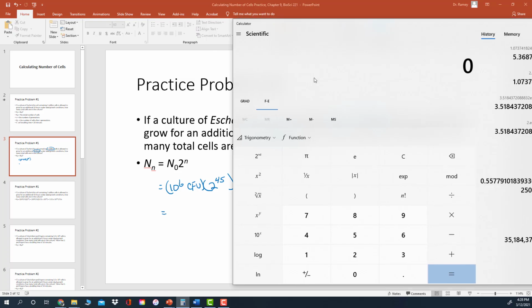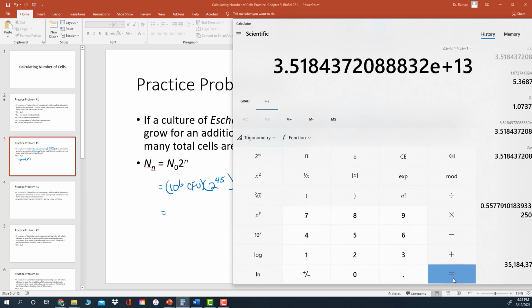And let's see here. We're looking for 2 to the 45. 2 to the 45 is 3.5 times 10 to the 13th. Okay, 3.5 times 10 to the 13th.